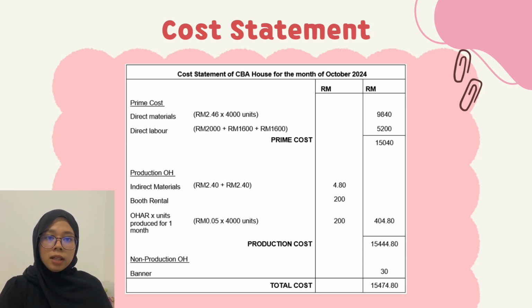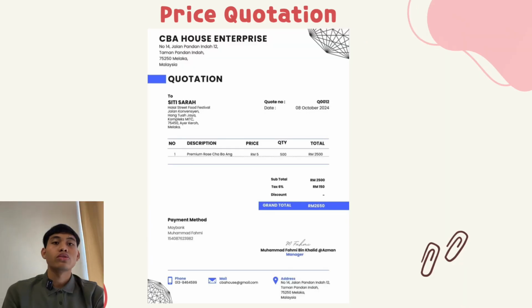And then for the non-production overhead, which is our banner, we paid 30 ringgit for a month. And then to sum up all, we will get a total cost of 15,474 ringgit 80 cents. So here is our price quotation for the Halal Food Festival.